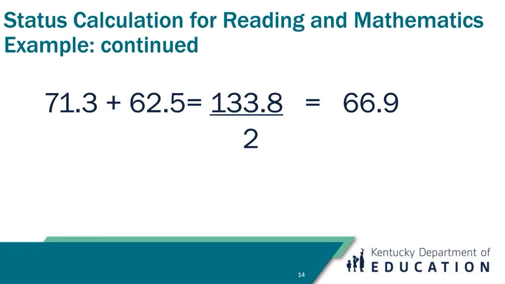Combining the scores for reading and mathematics, then dividing by 2, once for reading and once for mathematics, gives us the score of 66.9 for the indicator of state assessment result in reading and mathematics. The number 66.9 will contribute to an overall score using a proportional scale distribution, or accountability weight.